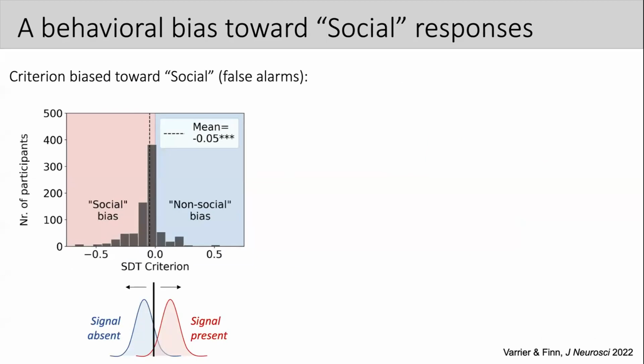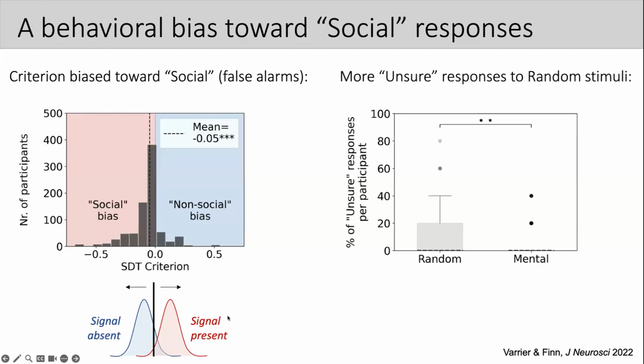We can formalize that idea with signal detection analysis, which also corroborates this. If we take the intended experimenter labels as the ground truth, and then look at people's tendency to either correctly detect or have false alarms or have omission errors, we see this slight bias towards false alarms of calling something social that's not intended to be so.